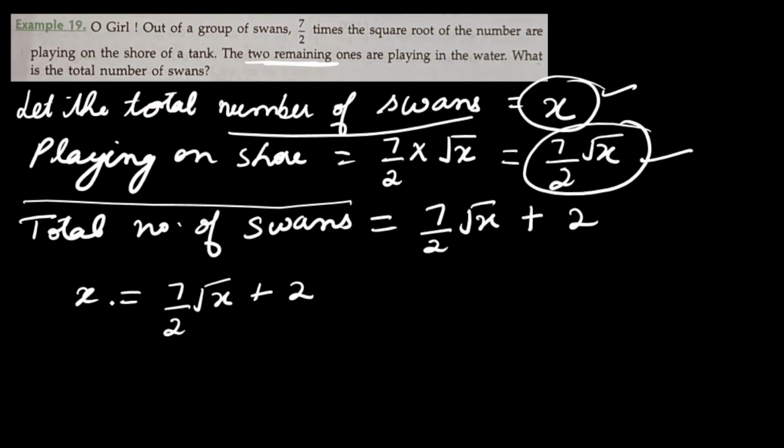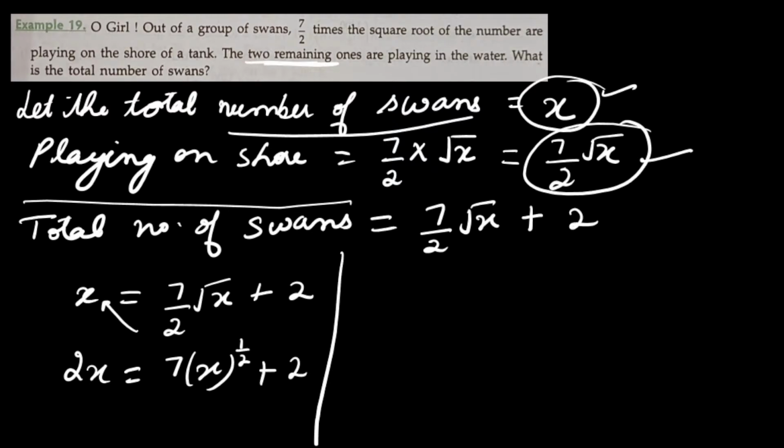How to simplify? Let's shift 2 to the other side. It will become 2x. 2x is equal to 7 root x, and the root is what? Power 1 by 2. I'll just write it that way also. Both ways are fine. Plus 2. So this is not a quadratic equation. We have to convert it into quadratic form. First of all, let's shift 2 to the other side.